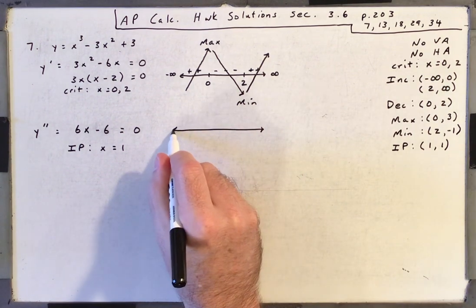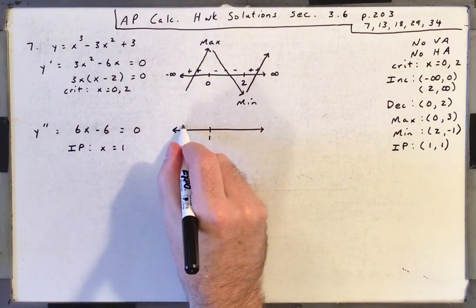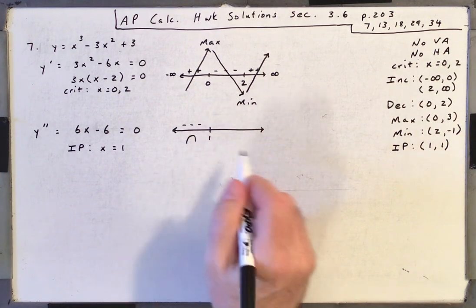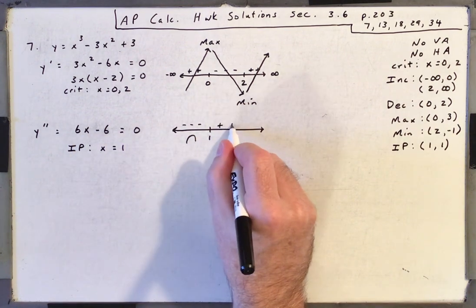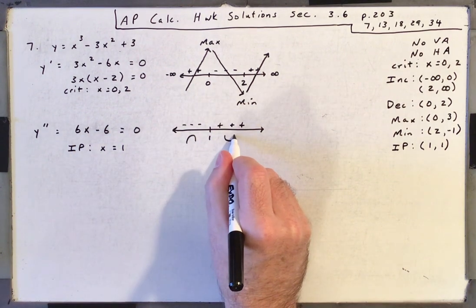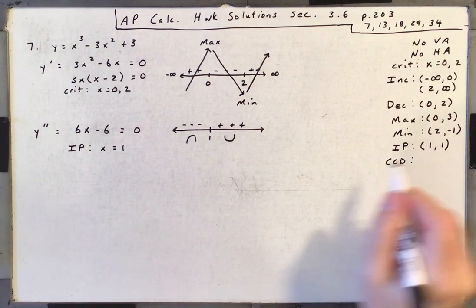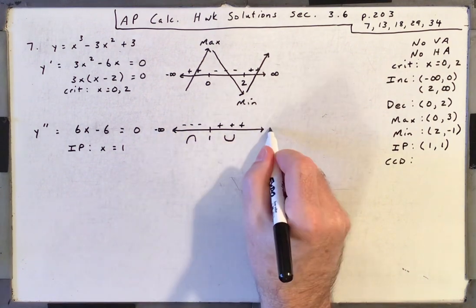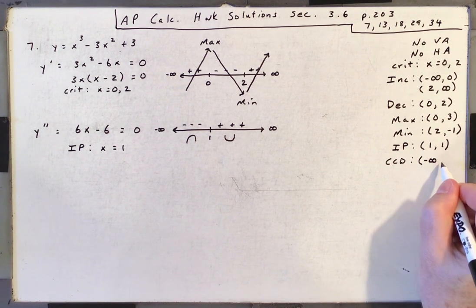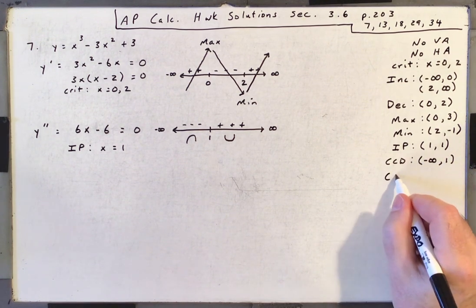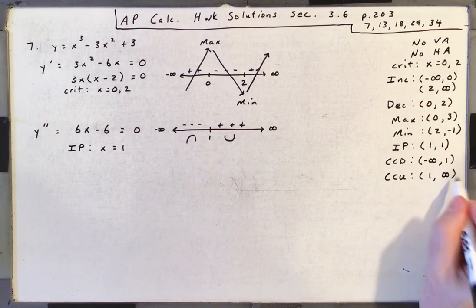Let's do our sign line. Got a 1. To the left of 1 would be 0. So that would be negative, concave down. And then to the right of 1, let's say 10. Anything like that is going to be positive. So that is concave up. Okay, so I have concave down from negative infinity to 1, and concave up from 1 to infinity.